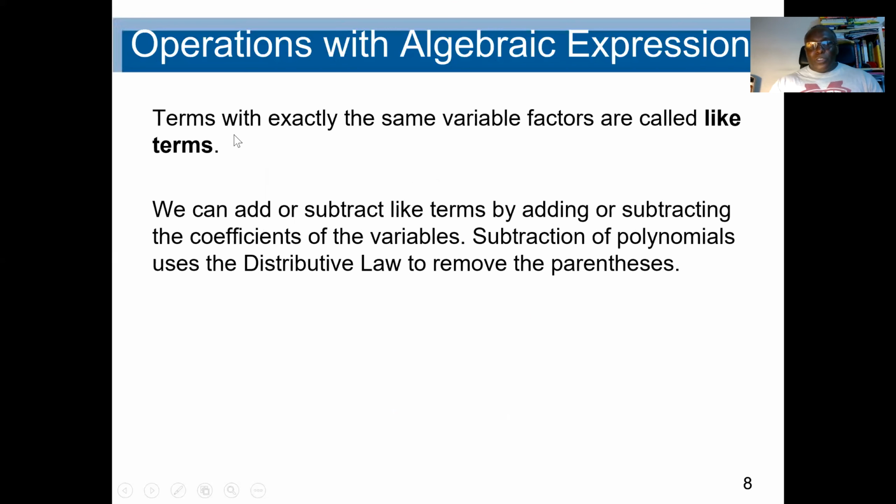So what we mean to say here is that terms with exactly the same variable factors are called like terms. So we can add or subtract like terms by adding or subtracting the coefficients of the variables. For example, 2x plus 3x, the coefficients of the two terms are 2 and 3. So I can add 2 and 3 and keep the x, which will be 5x.